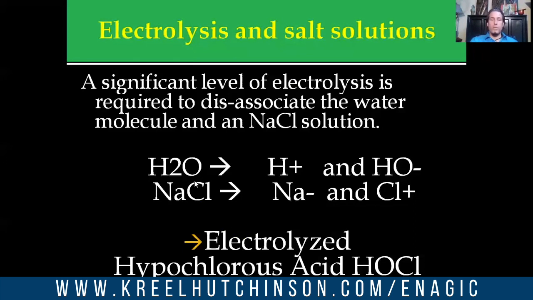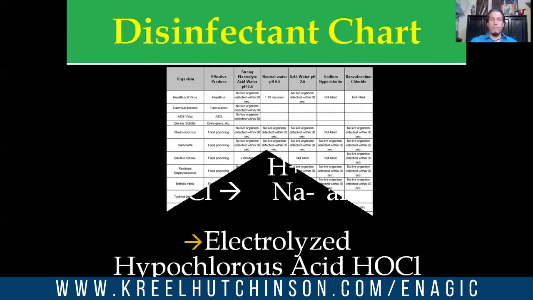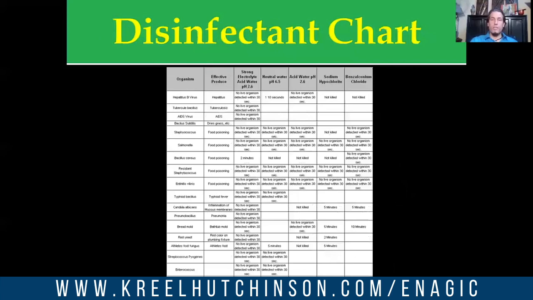When you take H2O and you break it apart, you get a hydroxyl anion and a hydrogen ion. When you break this apart, you get these two components. Well, these two bind together and these bind together. That gives you electrolyzed hypochlorous acid, also known as HOCl. It is extremely effective on anything that it touches. The disinfectant charts pretty much speak for themselves.